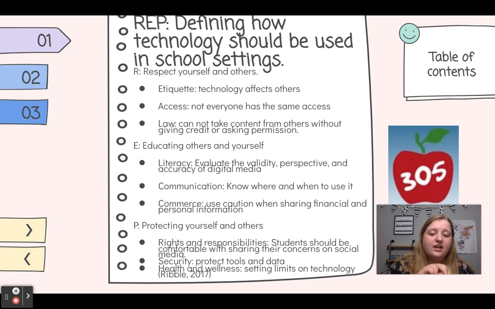Our technology in a school setting should have protections and tools to help keep data safe. And health and wellness. In your classroom, you should be setting guidelines and limiting the use of technology. Especially in K through 5, your students should have hands-on experiences, and they should not be sitting on technology all day long.